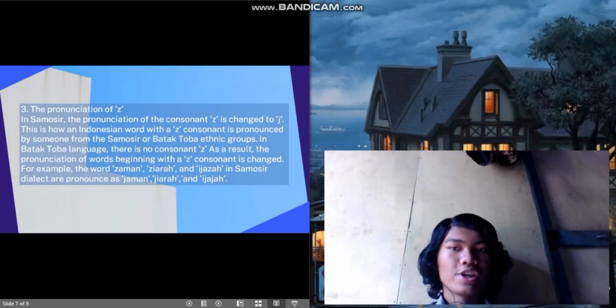Third, the pronunciation of Z. In Samosir, the pronunciation of the consonant Z is changed to J. This is how an Indonesian word with a Z consonant is pronounced by someone from the Samosir or Batak Toba ethnic groups. In Batak Toba language, there is no consonant Z. As a result, the pronunciation of words with a Z consonant is changed. For example, the words zaman, ziarah, and ijazah in Samosir dialects are pronounced as jaman, jiarah, and ijajah.